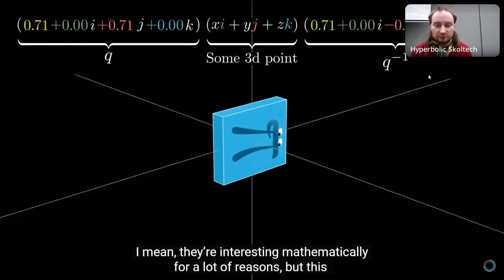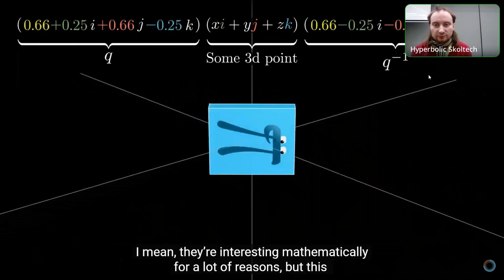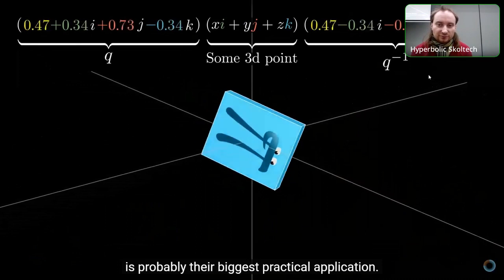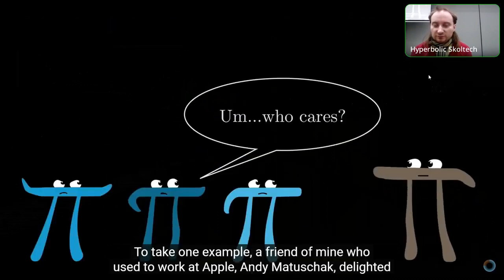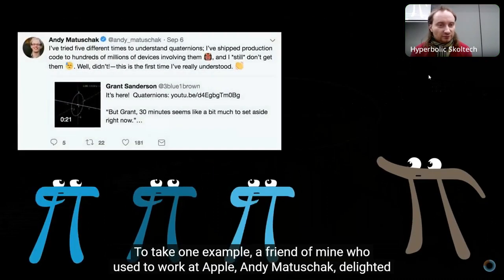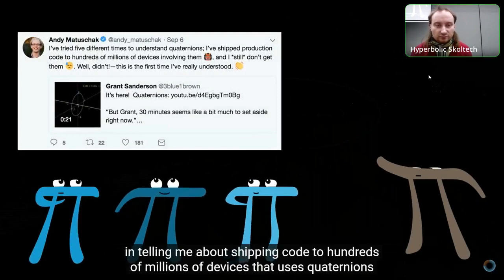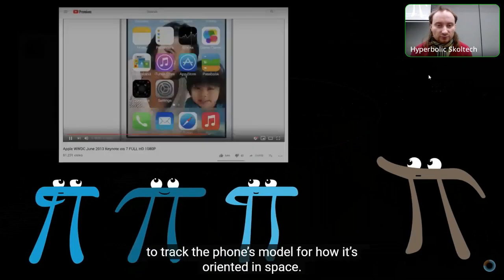To take one example, a friend of mine, who used the word hacker in the chat, was delighted to tell you about shipping code to hundreds of millions of devices that uses quaternions to track its own model for how it's floating through space. That's right, your phone almost certainly has software inside of it that relies on quaternions.